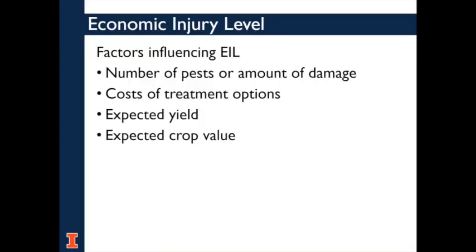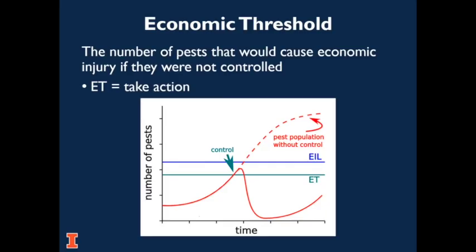It is worthwhile to keep in mind that there are several factors that influence economic injury levels. These factors include the densities of pests or the amount of damage, the cost of treatment options, the potential value of the harvested crop, and the expected yield. Understanding these factors will allow you to make informed decisions about your field and to make more money by preventing loss. Economic thresholds, also referred to as action thresholds, is the pest density at which some control should be used to prevent a pest population from increasing further and causing economic loss.